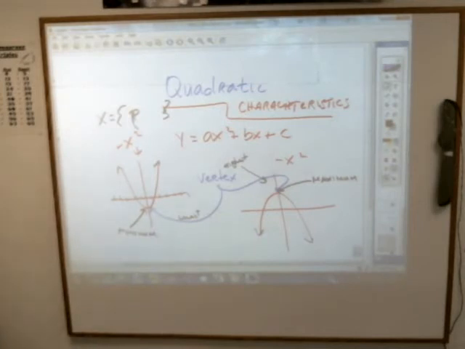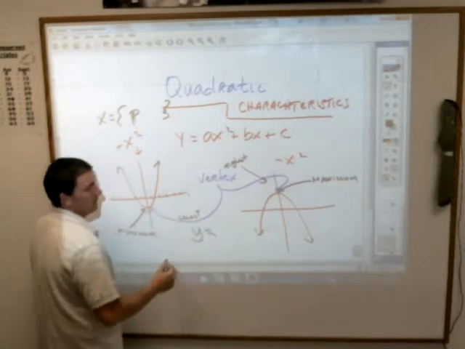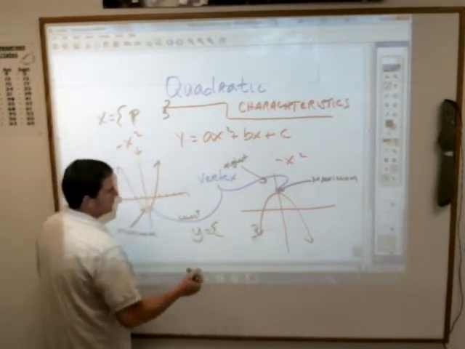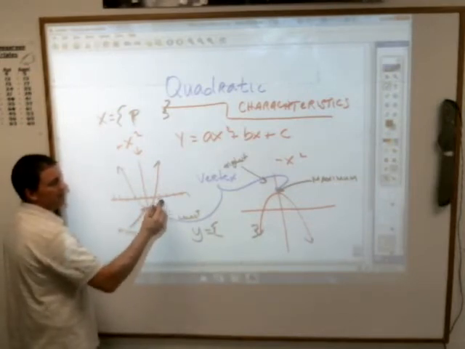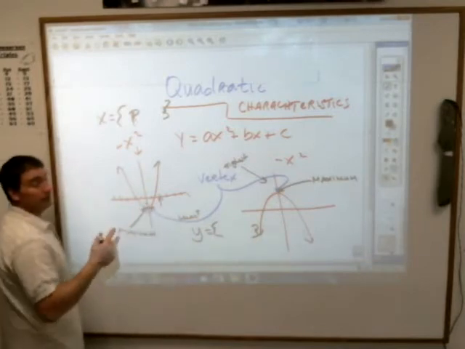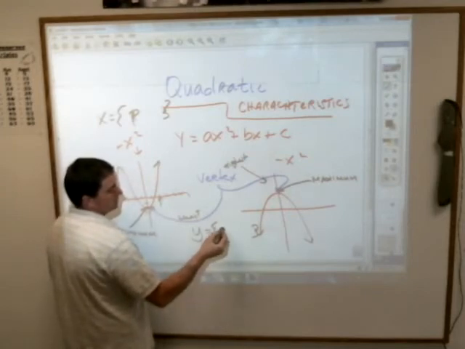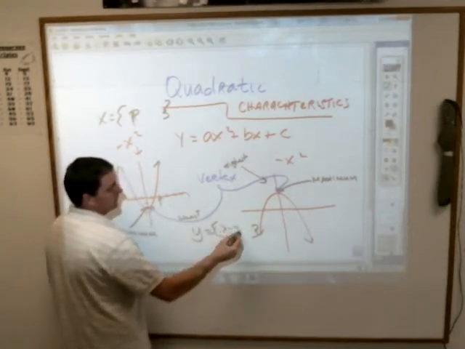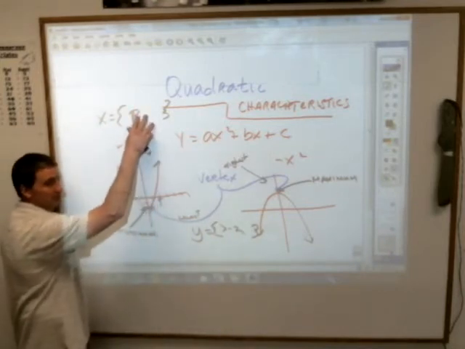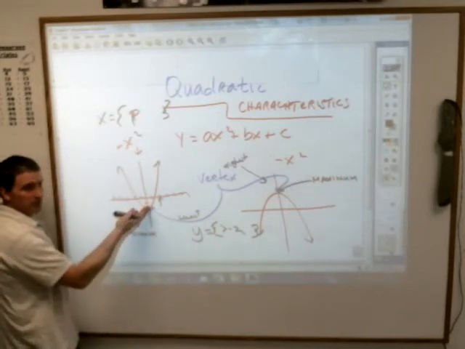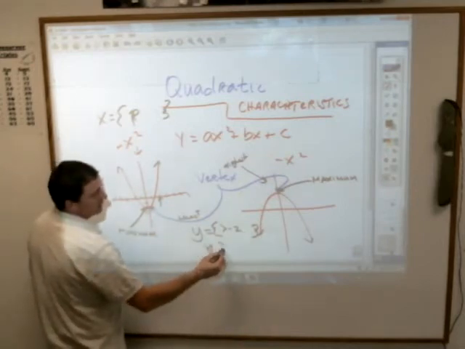Y, on the other hand, what can y be? In this one, y starts right here and it's any number greater than that. Let's just pretend for now that that's a -2. Y would be any number greater than -2, because this is where y starts, and it goes forever going up that way. This is the lowest y is going to be. So y is any number greater than -2.